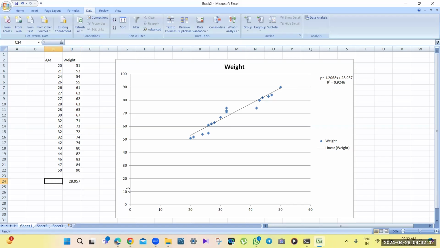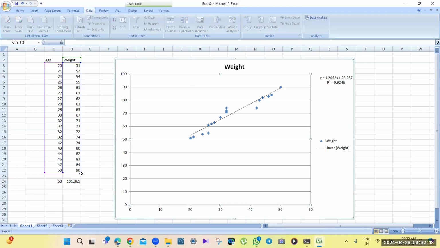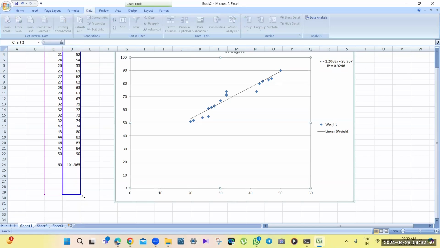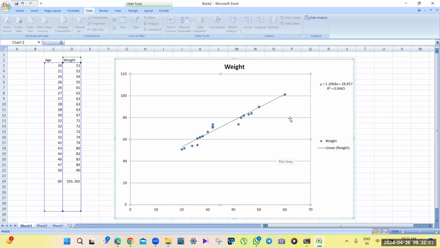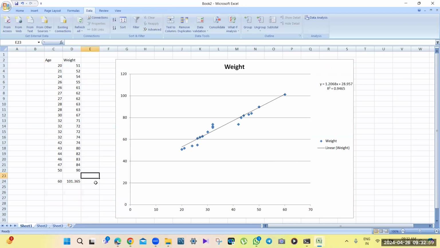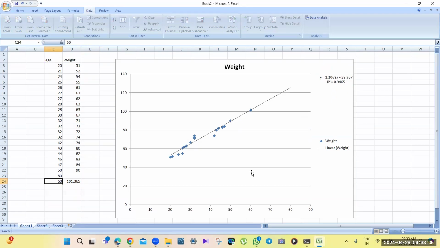So let's say if I put 60, this is what it will give me. Yeah, my prediction is right. So this is something that I'm predicting. So my prediction is right. So I can do something else. If I predict the age is 80, can I get something? Hold on.